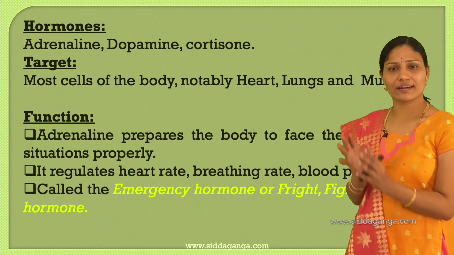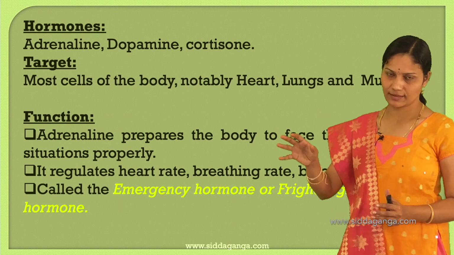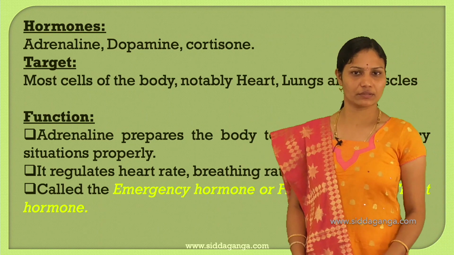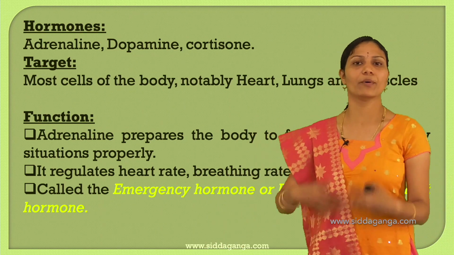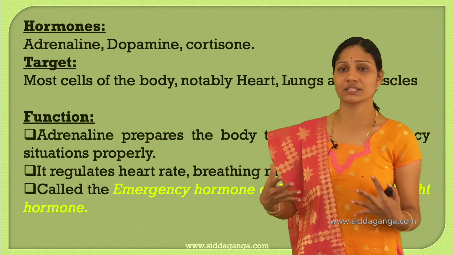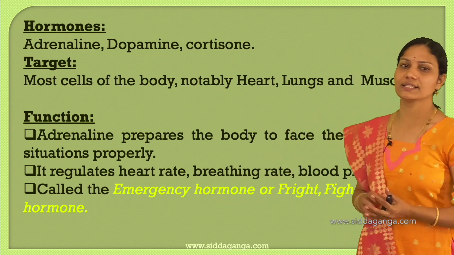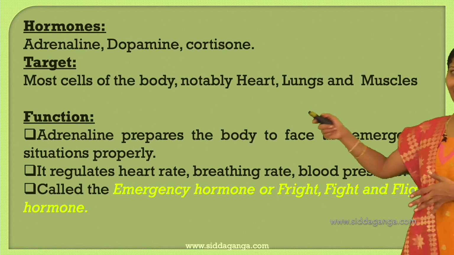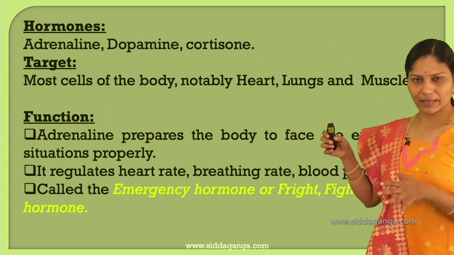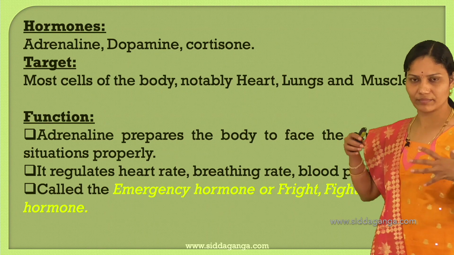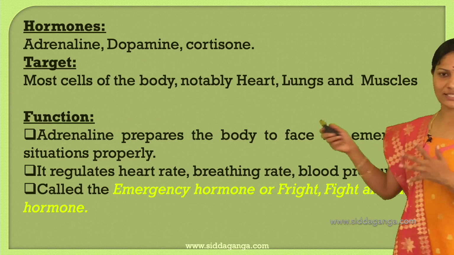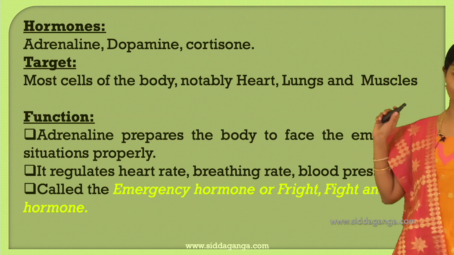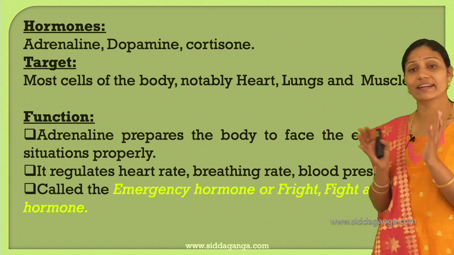The target for adrenaline is most of the cells. Whenever we encounter a dangerous or emergency situation, not only our legs and hands work, but the whole of our body experiences some sort of vibrations. So most of the cells are target cells, and notably the heart, lungs and muscles, because our heart rate increases, our breathing rate increases, and the blood rushes to the muscles. That's the reason why notably heart, lungs and muscles, but most of the cells are target cells for adrenaline.